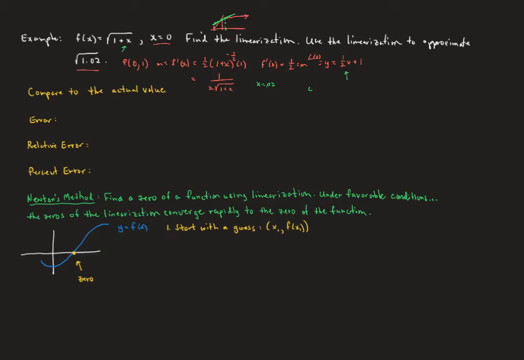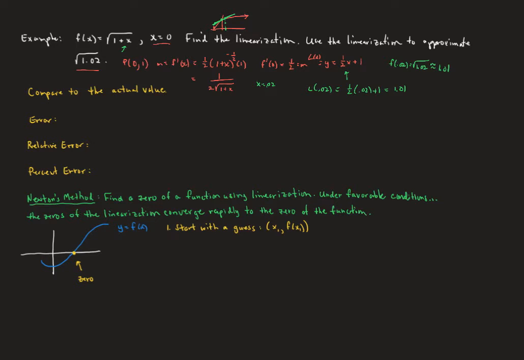So to find L of 0.02, because remember, our f of x was the square root of 1 plus x. So the x that we need to get to the square root of 1.02 is just the 0.02. So using our tangent line, we'll take 1/2 of 0.02 plus 1. So half of 0.02 is 0.01. So that makes our approximation. We're going to say that f of 0.02, that is the square root of 1.02, is approximately 1.01.